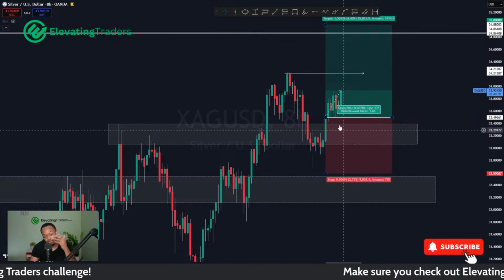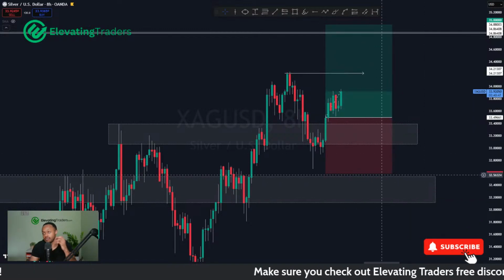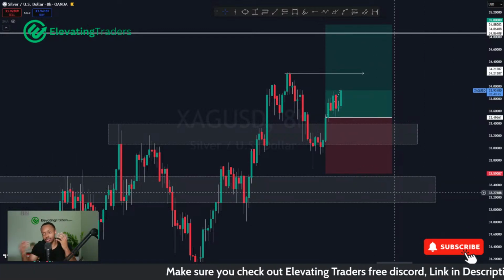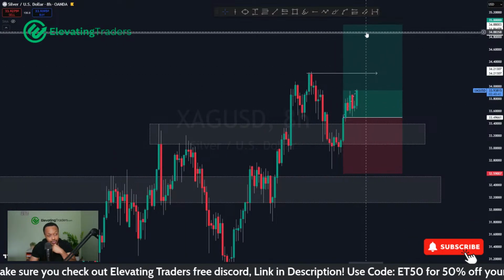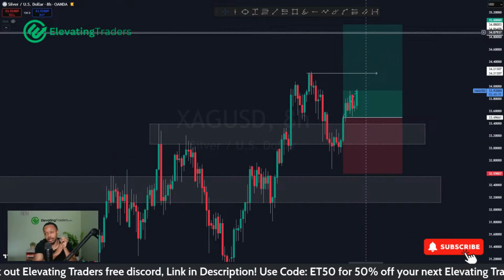If it does come back and stop me out and test the original level I wanted to buy from, I'll just look to re-enter. Yeah, so far, hopefully silver can pick up, especially with gold pushing to the upside now.